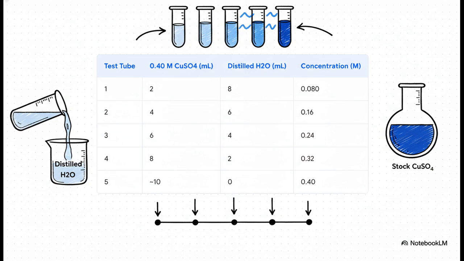And here's the recipe for our map. We're going to take very precise amounts of our main copper sulfate solution, that's the stock, and mix it with pure distilled water. By changing up those ratios, we create 5 different solutions, each with a very specific known concentration, from a light 0.080 molar all the way up to our original 0.40. These are going to be the known landmarks on our map.